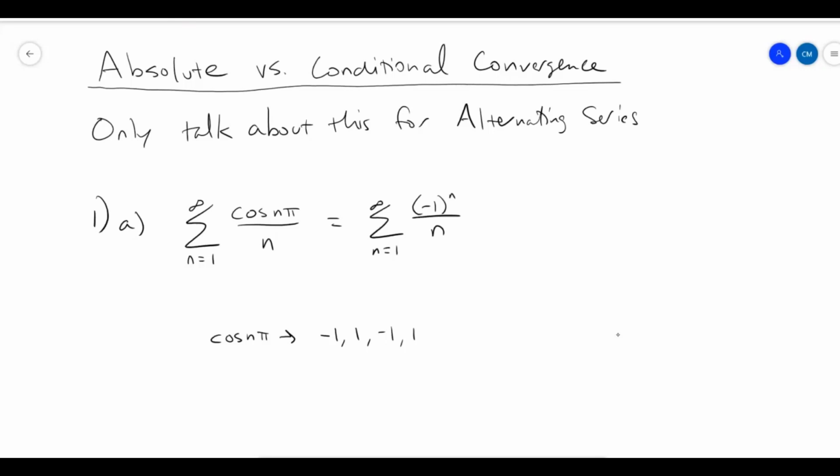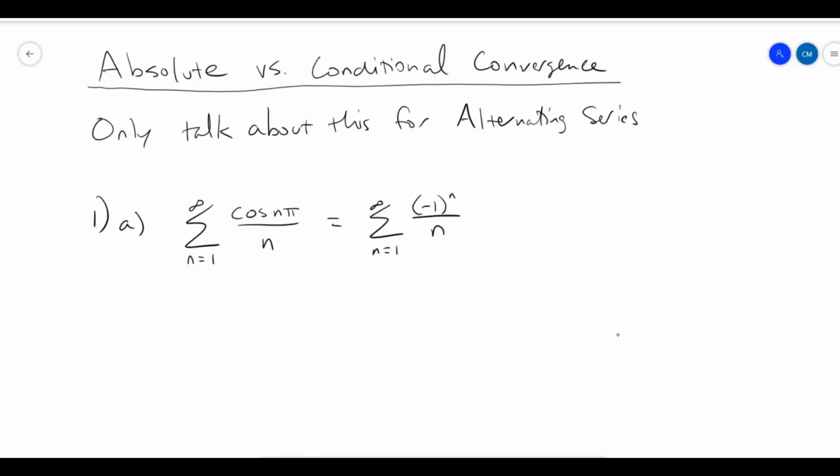If you see cosine n pi on there, they might just be trying to throw you off and make you wonder, is that an alternating series? It is. So anyway, if you see cosine n pi, just change it to (-1)^n. That's exactly the same thing. So this definitely establishes that we do have an alternating series here, right? Got that (-1)^n term on there.